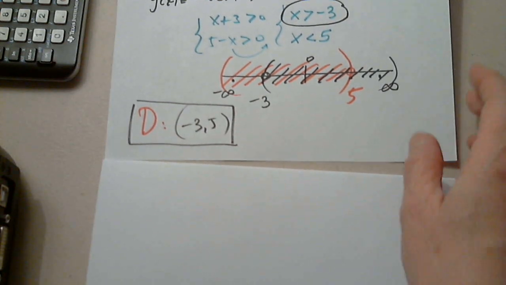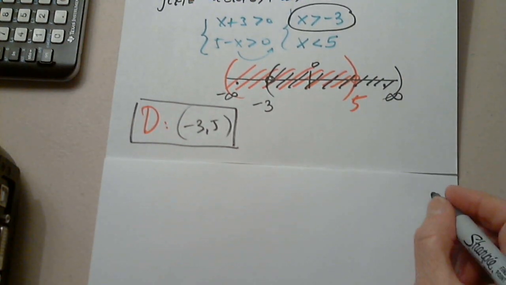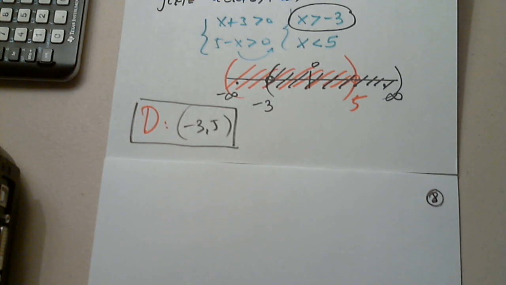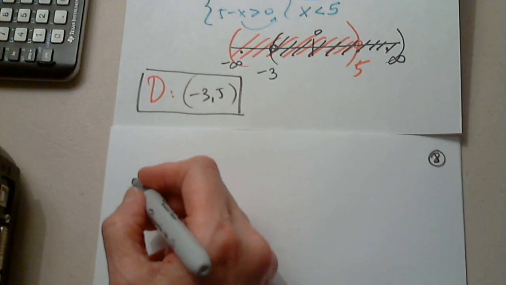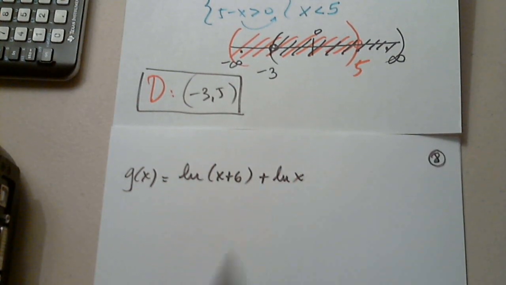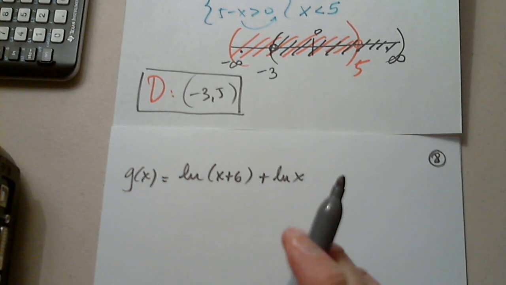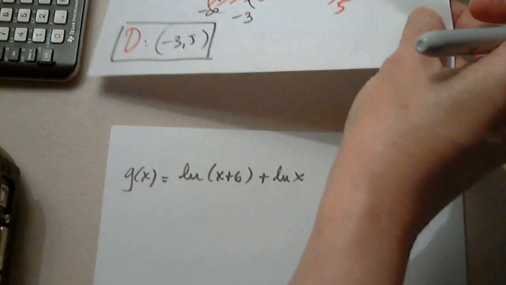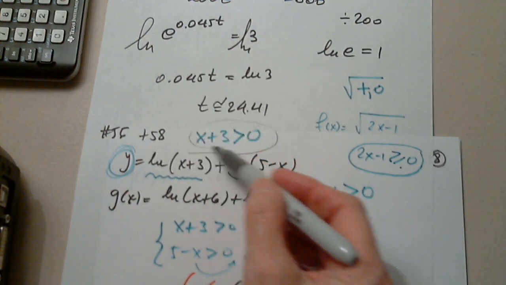So in the same way, we're going to look at 58. Can anyone give us the condition for the first part of 58? Let me copy 58 here one more time. So we have g of x equals natural log of x plus 6 plus natural log x. Can anyone tell us the conditions? X can equal negative 6 and x can equal 0. That's not what we did. That has nothing to do with what we just did.